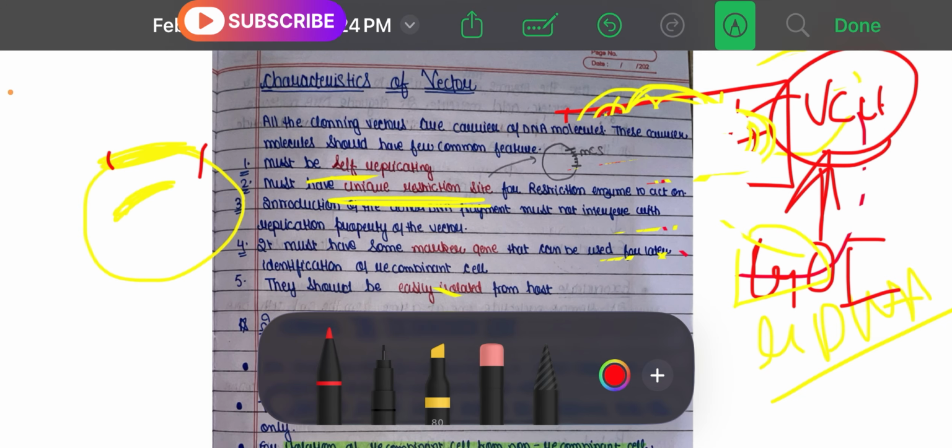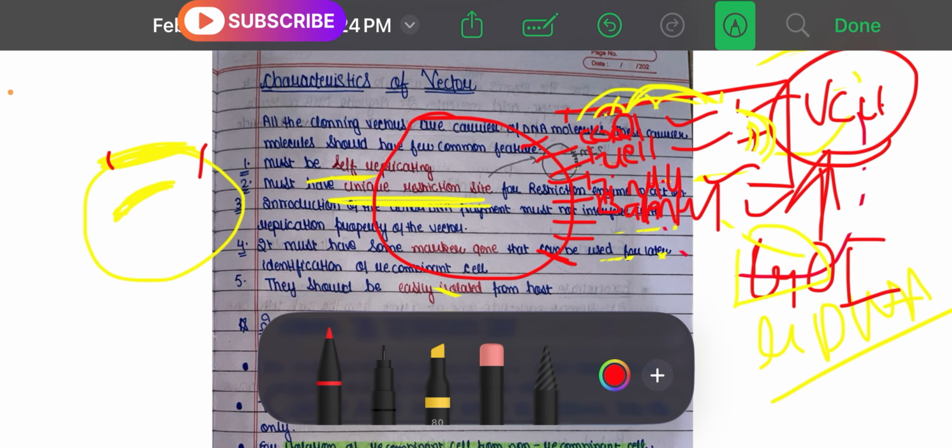Now let us try to understand here. This is my plasmid. Clear? It has a recognition site, and within it there are multiple recognition sites. Let us say this site codes for EcoR1, this site codes for Hind3, this site codes for BamH1. So multiple restriction enzyme sites are present over here.